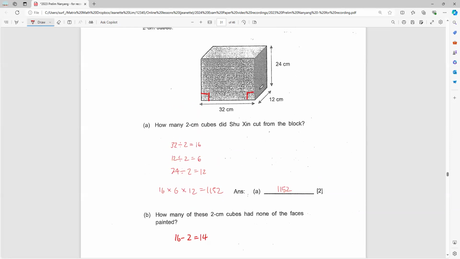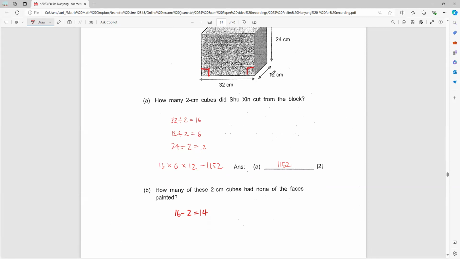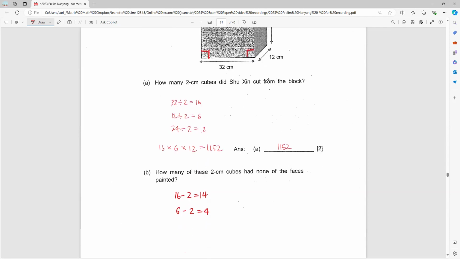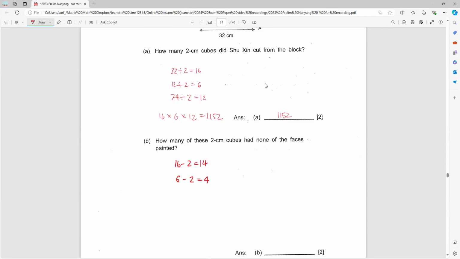Now, same for the breadth. You have to minus the 2. Along the breadth, there are 6 cubes. You have to minus the 2 at the corners, because the 2 at the corners will be exposed. It's on the outer layer. Then the height, 12 cubes maximum. Take away the top and the bottom one, because those 2 layers shouldn't be counted since they are also exposed.